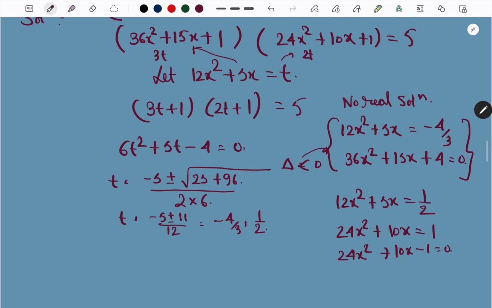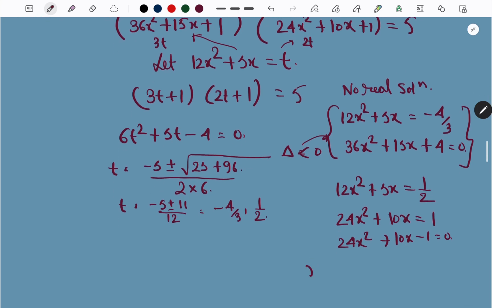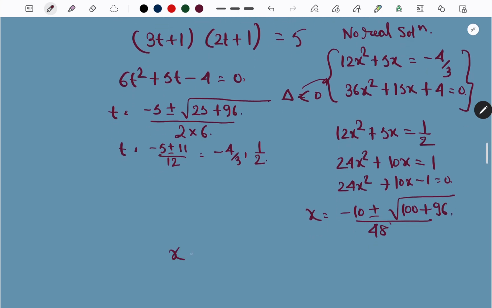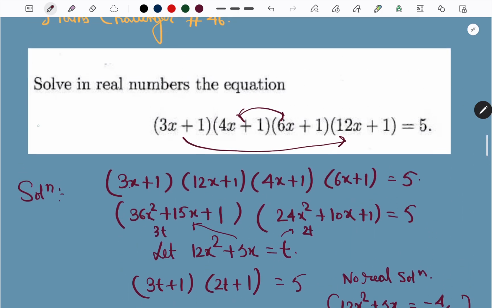But for the second one, we have 24x² + 10x - 1 = 0. So x will be minus 10 plus minus the square root of b² - 4ac, so 100 plus 96, divided by 48, and hence x is equal to (-10 ± 14) divided by 48. So one answer will be -1/2, second answer will be 1/12, and hence there are two values of x which are real, -1/2 and 1/12. So -1/2 and 1/12, these are the answers.